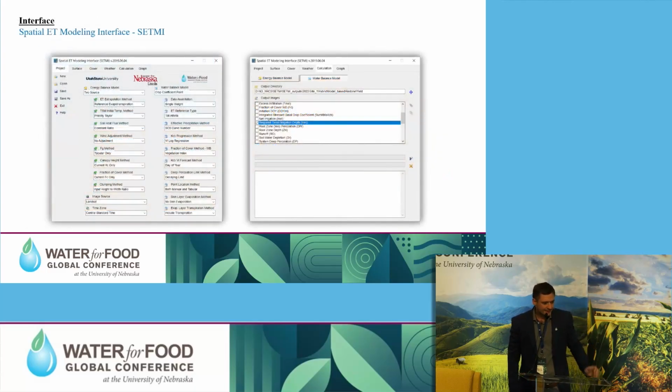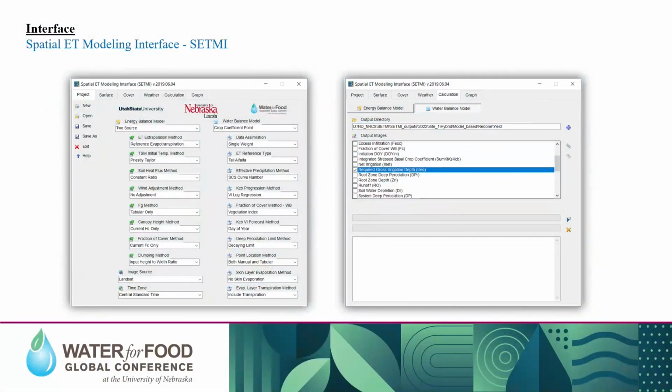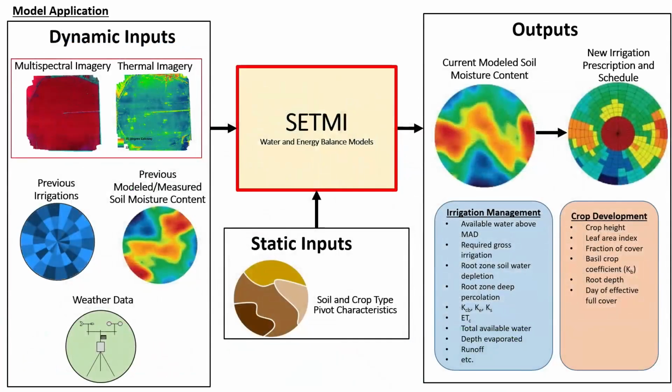So this is the SETMI interface. We see we can run the soil water balance and the energy balance, and then we have so many outputs from both. In this case, I'm highlighting the required gross irrigation depth. We can run SETMI for irrigation prescription, irrigation recommendation, and many other things. This is just an example of how we can use SETMI.